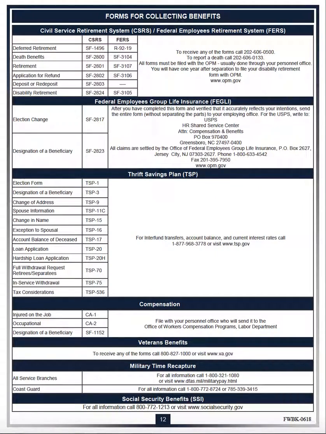Some basic forms, or most commonly used forms for federal employees. On the top, retirement forms, as well as contact information for OPM. FEGLI, commonly used FEGLI form SF2817 in making modifications to their FEGLI plan. TSP forms below that, common forms TSP 70 and 75, which are the withdrawal requests used to transfer or roll over a federal employee's funds into their own qualified IRA. And then some other information as far as veterans benefits, military time recapture, and Social Security.